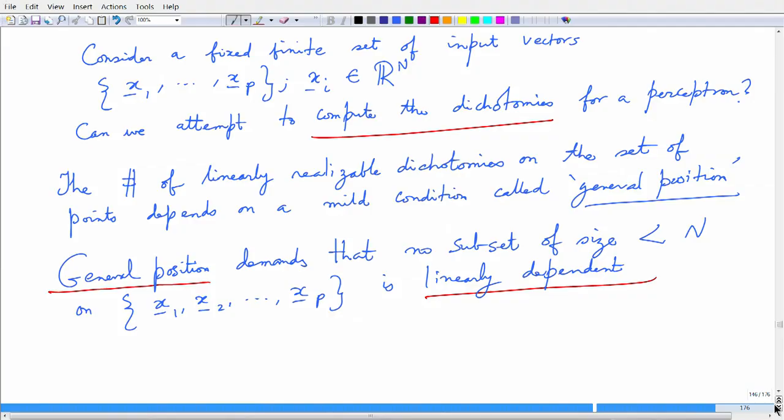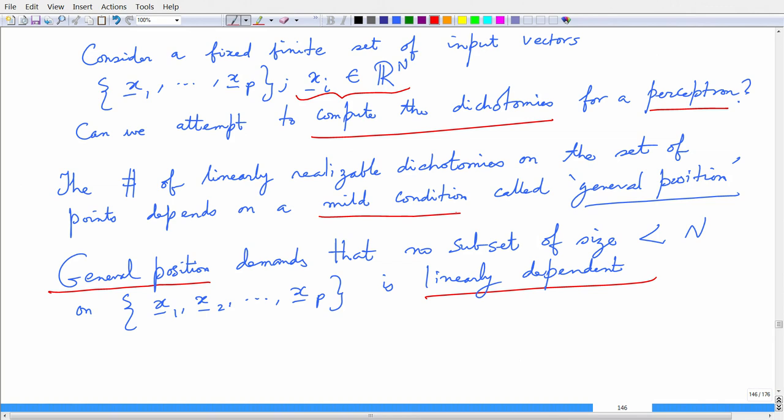Now, let us formulate things a little bit. Consider a fixed finite set of input vectors x1, x2, and so on till xp, and each vector xi is a point in an n dimensional space. Can we attempt to compute the dichotomies for a perceptron? This is the first algorithm that we learned, and we would like to compute the dichotomies for a perceptron. The number of linearly realizable dichotomies on the set of the points depends on a mild condition called the general position.